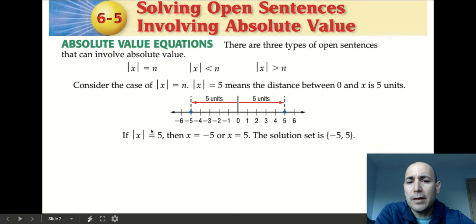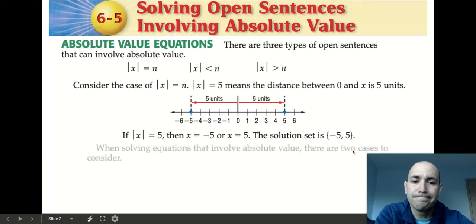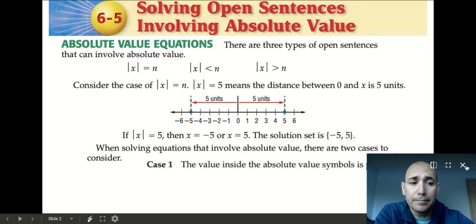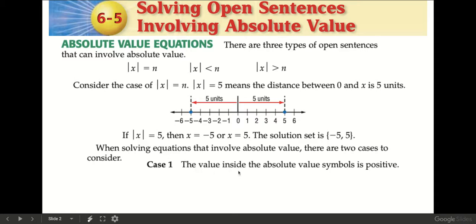So if the absolute value of x equals 5, then x can equal negative 5 or it can equal positive 5. The solution set for this equation would be negative 5 and 5. Both of those values are part of the answer. When solving equations that involve absolute value, there are 2 cases to consider. Case 1 is that the value inside the absolute value is positive, like here we assume that it can equal the positive value. And case 2 is that the value inside of the absolute value can be negative.